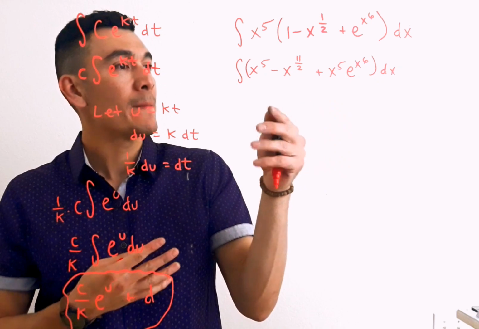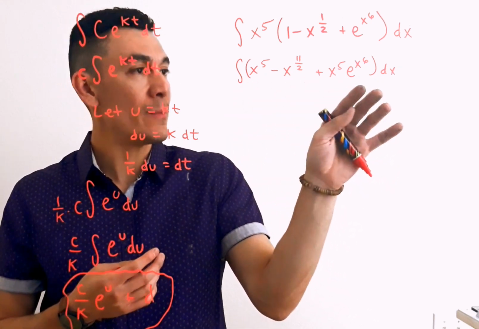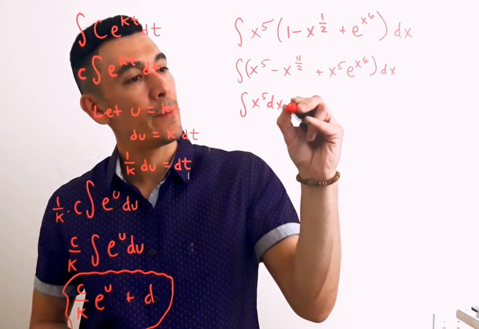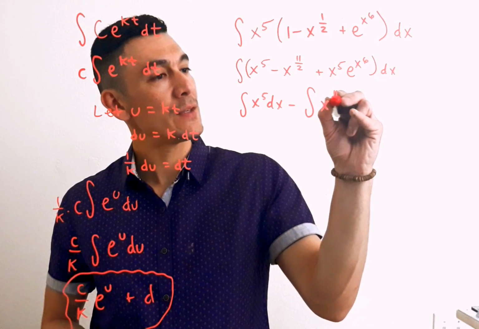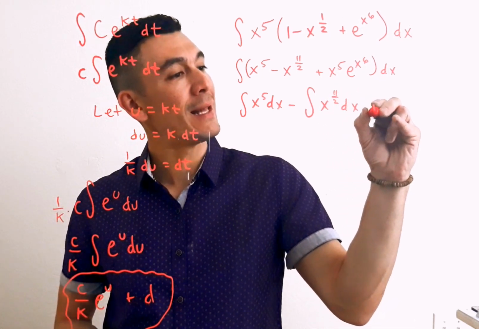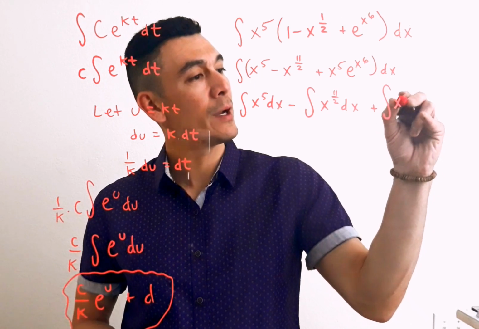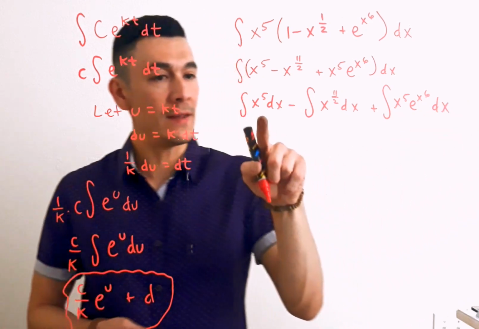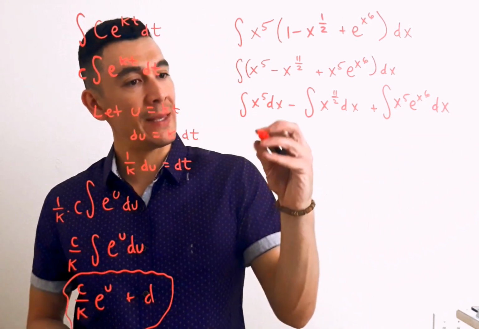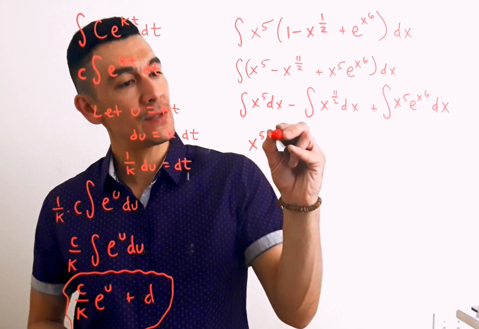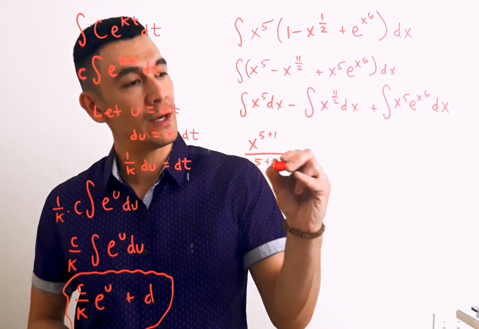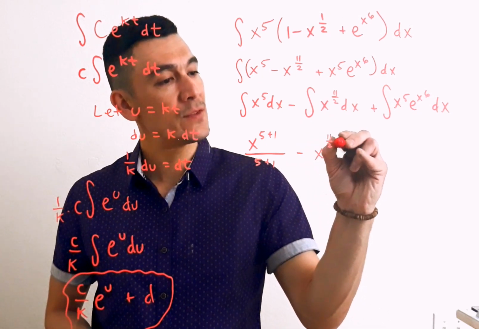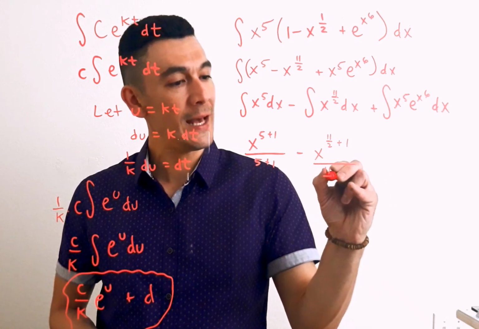Now why don't we just take antiderivatives term by term. So we have the antiderivative of x to the fifth dx minus this here, and then plus, right, we're going to take antiderivatives term by term, where this one's pretty immediate. This one's going to be what? x to the 5 plus 1 over 5 plus 1. This one would be x to the 11 halves plus 1 over 11 halves plus 1.